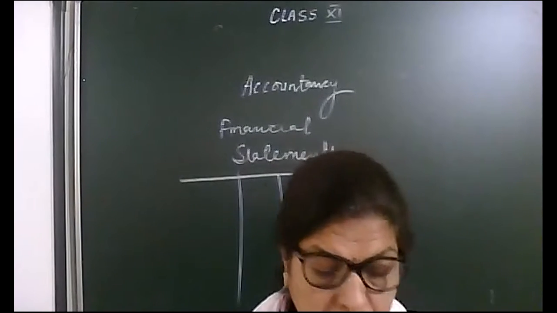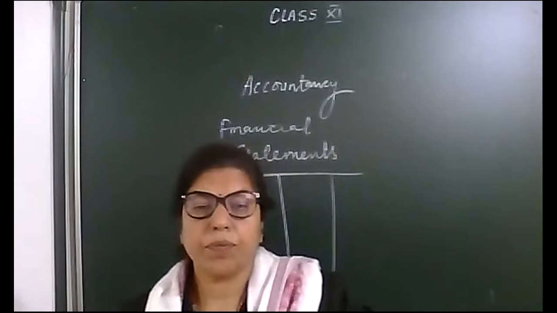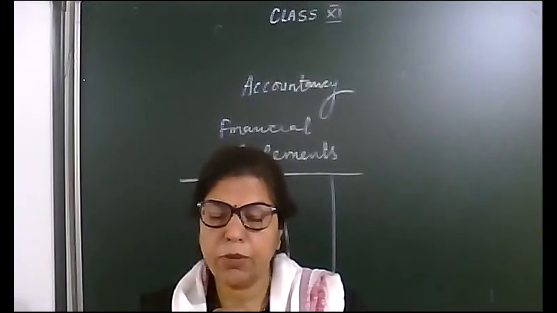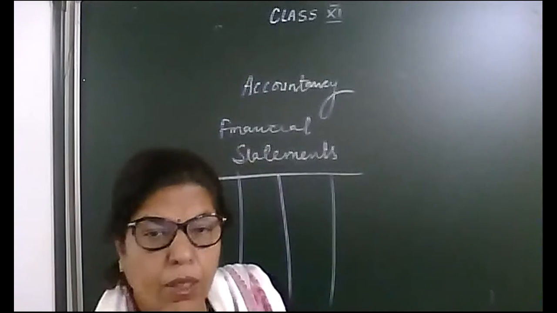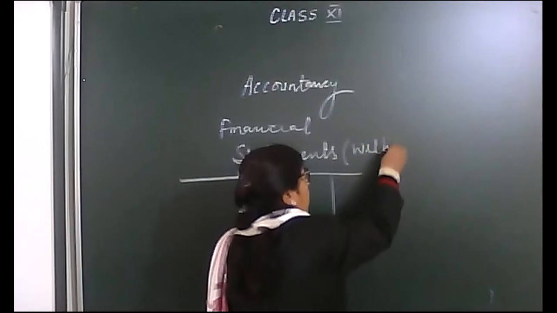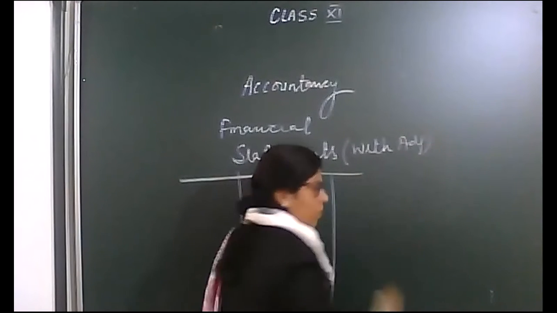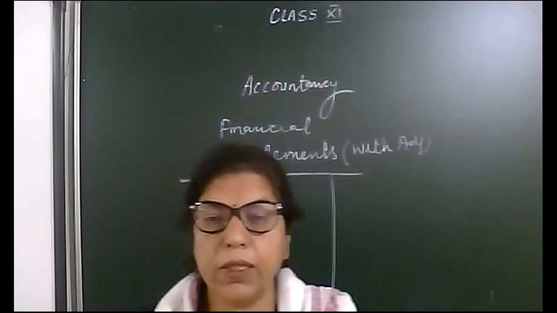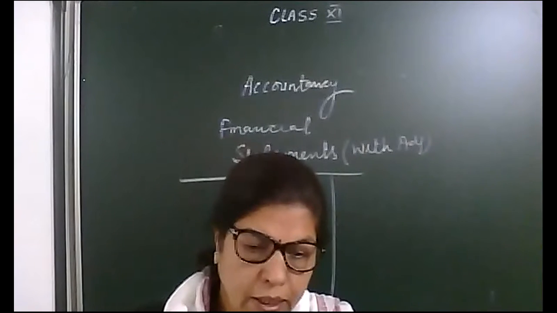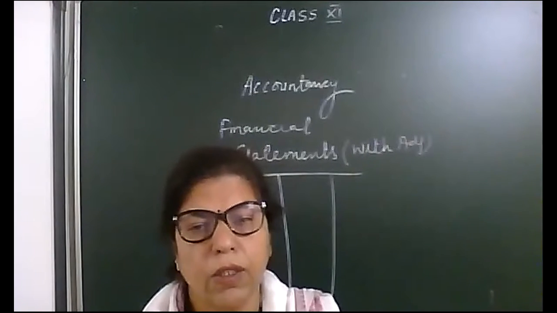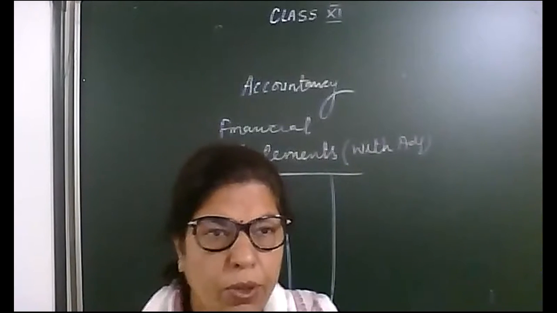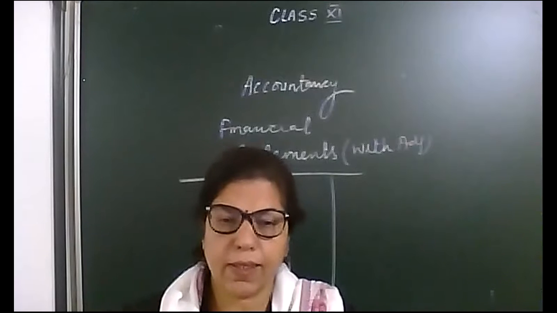In class 11 accountancy, we are on the topic financial statement part 2. Part 2 means with adjustments. So in this chapter, we will prepare final accounts, financial statements with the help of adjustments. So first of all, today we are going to start the first example.